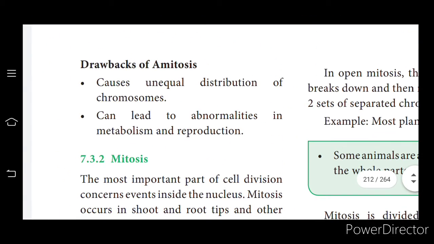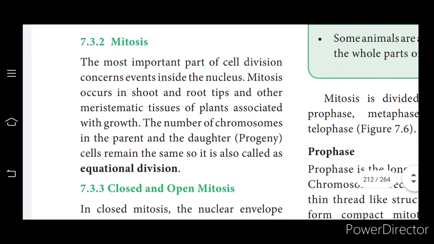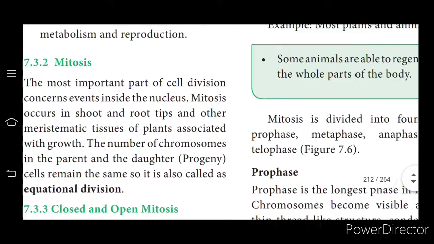The cells of mammalian cartilage, the macronucleus of Paramecium and old degenerating cells of the higher plants follow this pattern. The drawback of amitosis is that it causes unequal distribution of chromosomes, and it can lead to abnormalities in metabolism and reproduction.